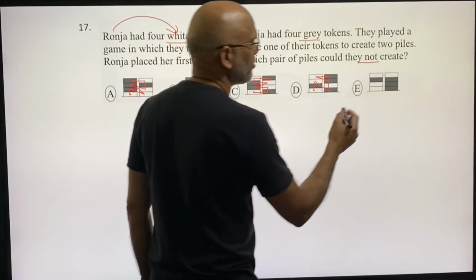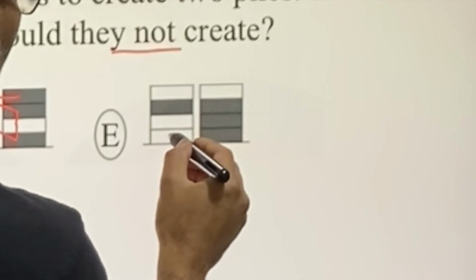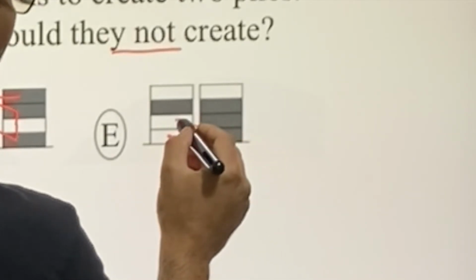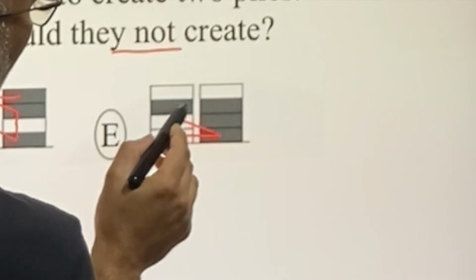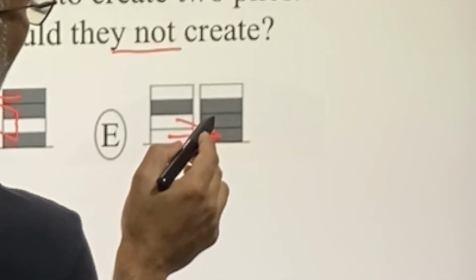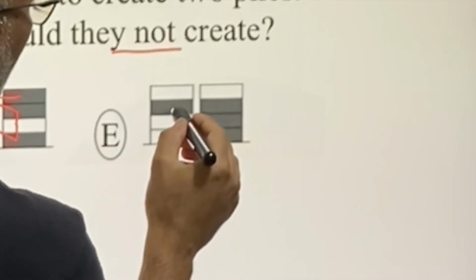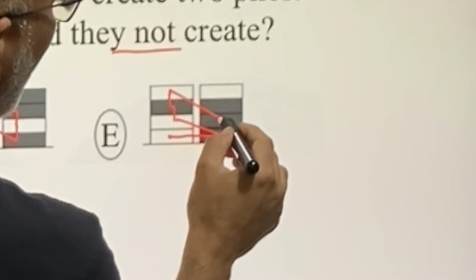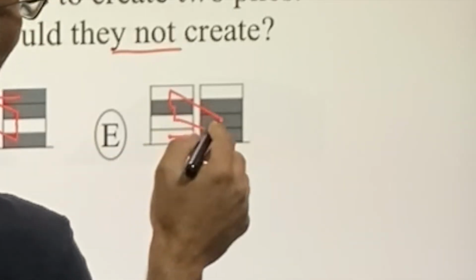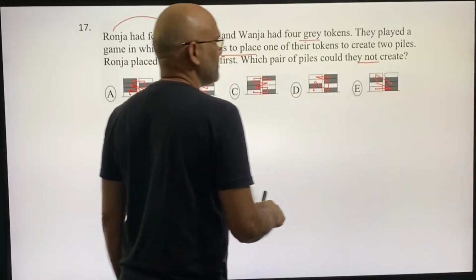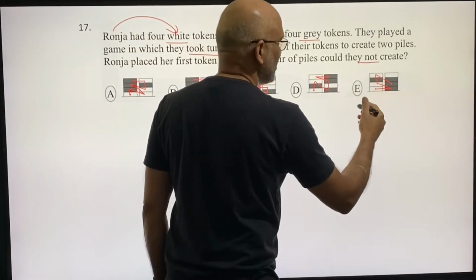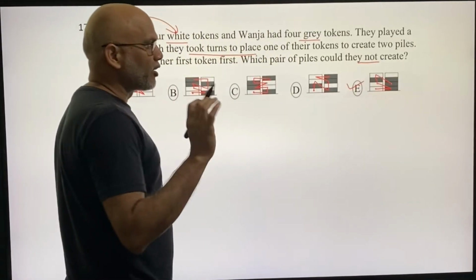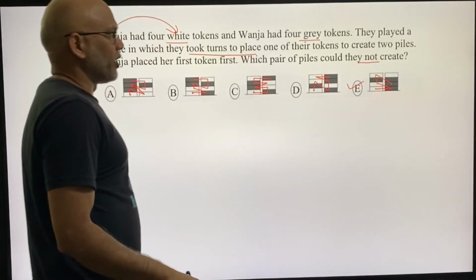But let's try it out. I start with white. I need a gray, and then I need a white, and then I need a gray. So I can go either here or here. But after gray, I need a white. So I have to go this way. This is gray, then white, then gray, and then here I am stuck. I do not have a way to place a white. Then I cannot make C. Sorry, I cannot make E. Then E is the correct choice.